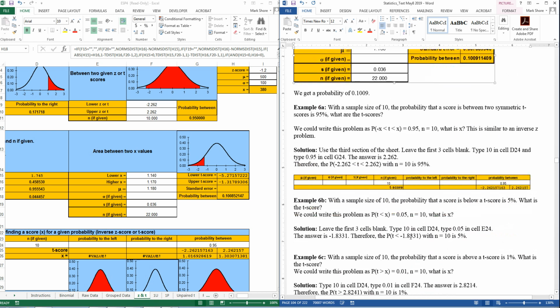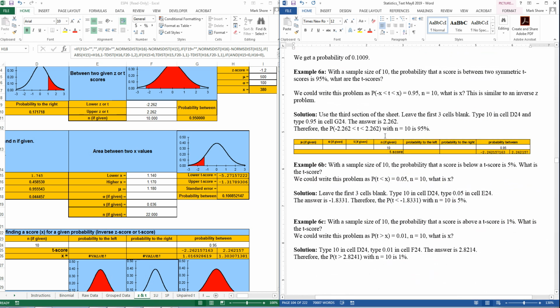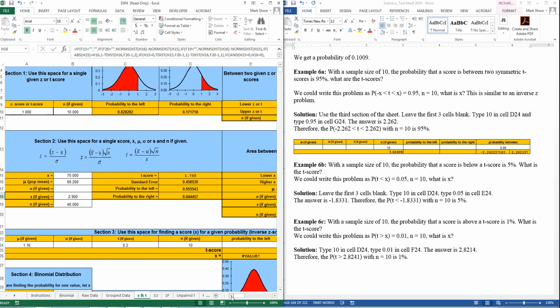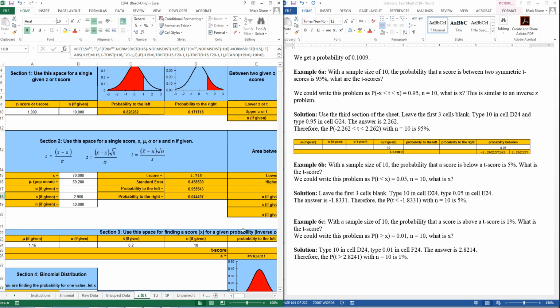Now, example 6 starts doing inverse T-score problems, and you would use section 3 of the ZNT sheet to do this. Like this first problem says, with a sample size of 10, the probability that it scores between two symmetric T-scores is 95%. What are the T-scores? Well, this one gives you a probability and it wants the T-score. That's why it's an inverse T-score. So use the third section anytime you're doing inverse Z or T-scores.